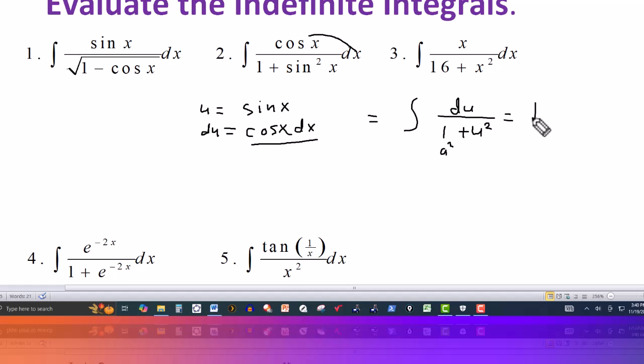And then it's arctangent, or you can write it as tangent inverse, of u over a. Like I said, a is 1, and of course u is sine of x, so sine of x over 1 is still sine of x. And it's plus the constant of integration here. Again, this part right here could be arctangent of sine of x plus c.